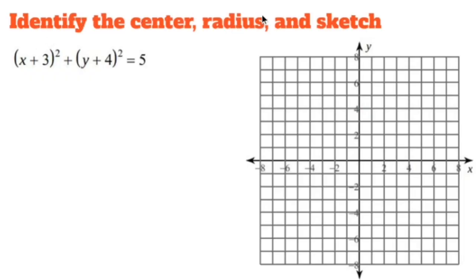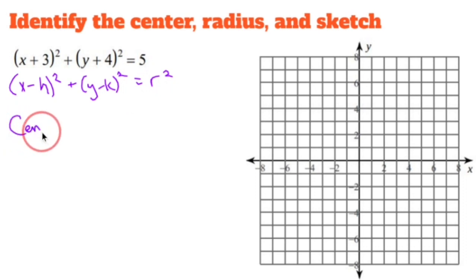Identify the center, radius, and sketch. All right, so this is a circle because it mentions radius. Radii only live with circles, so that is the circle formula. This is the circle formula right here: x minus h squared plus y minus k squared is going to equal r squared. This is actually pretty easy. Now my center, I'm jumping ahead. My center is (h, k).